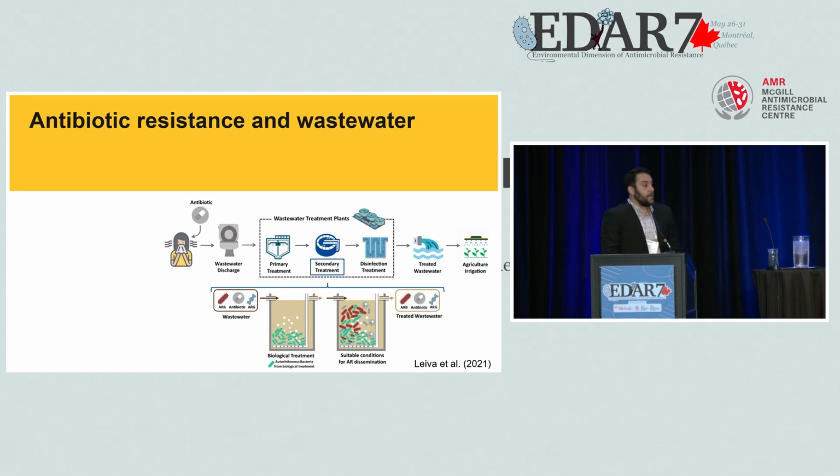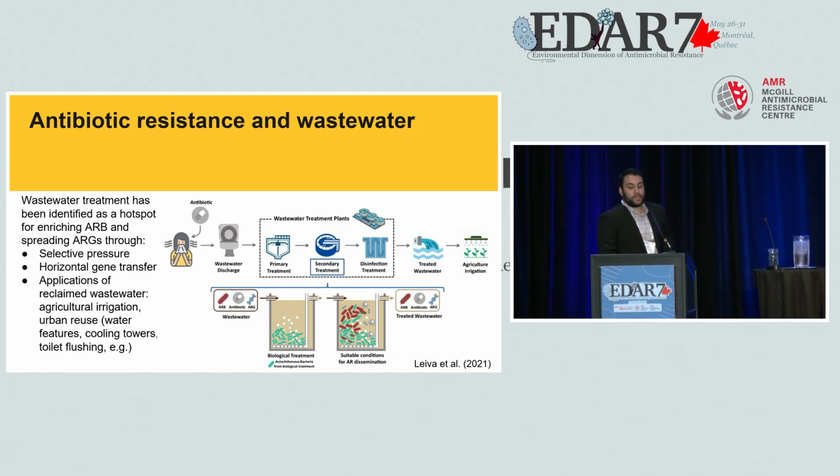So, as we're all well aware of, many of these presentations have suggested that wastewater treatment plants have been identified as an ARB and ARG hotspot through selective pressures and horizontal gene transfers. But I'm very excited to finally move over here to the after part. How does this deal with exposure and health risks? What about after treatment? How can we quantify and better understand those risks?